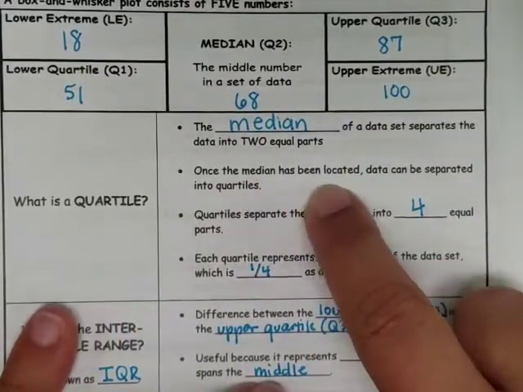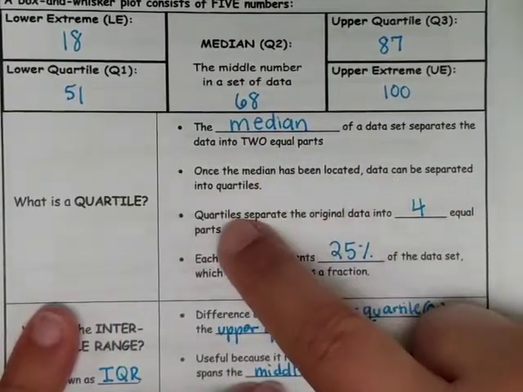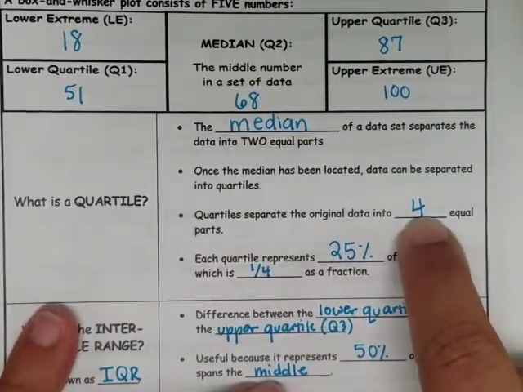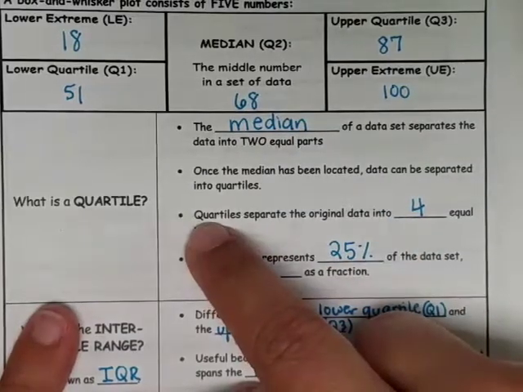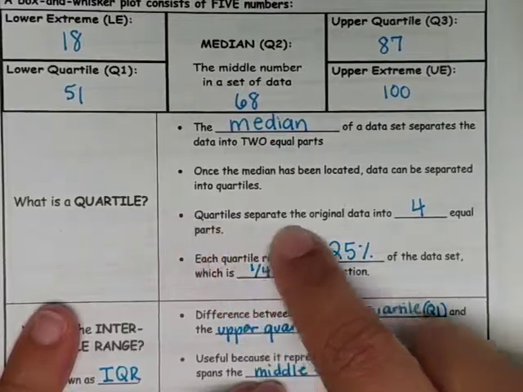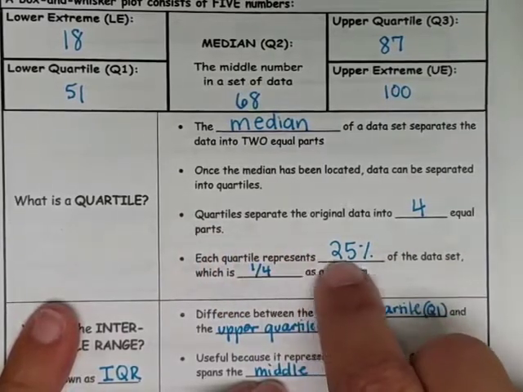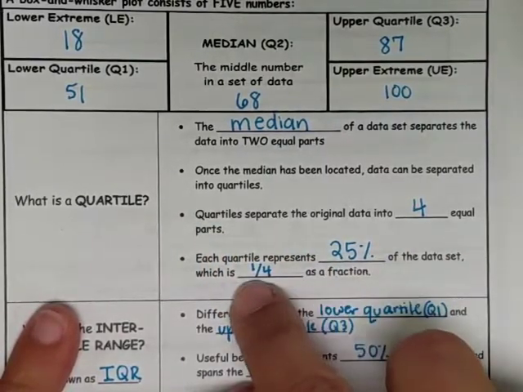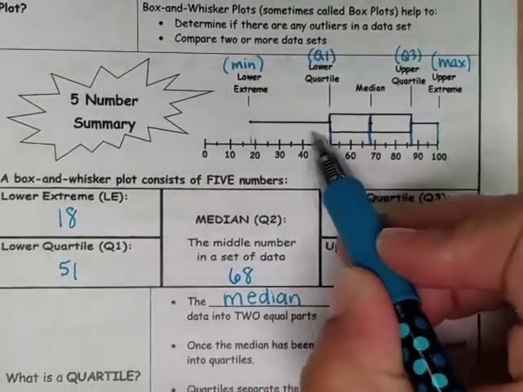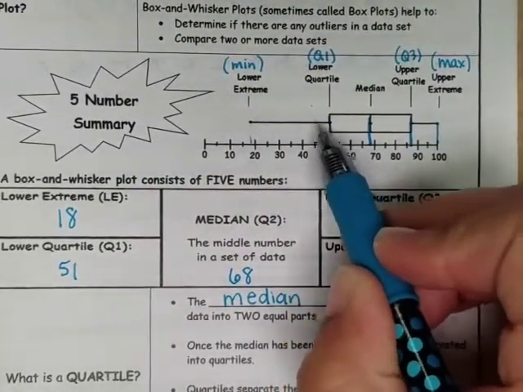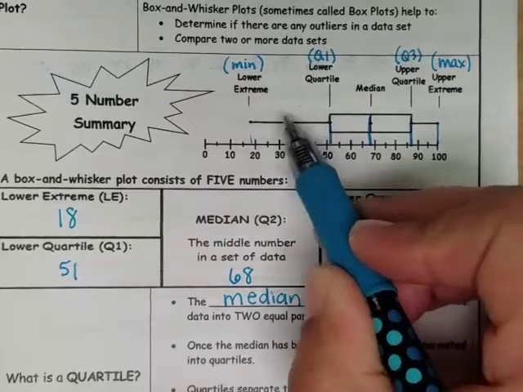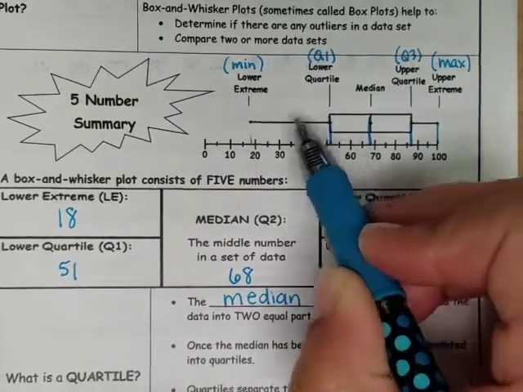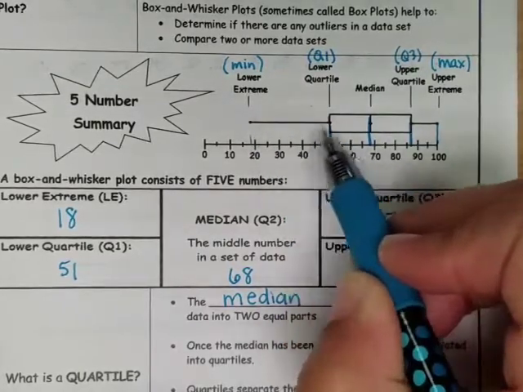Once the median has been located, data can be separated into quartiles. Quartiles separate the original data into 4 equal pieces. Think of the word quarter, like there's 4 quarters in a dollar, that's how you can remember that. Each quartile represents 25% of the data, which is 1/4 of a fraction. Even though this is the longest piece and it looks like there's more data, all it means is that the range from your lower extreme to your quartile 1 is just longer. So the variation is a little bit more.